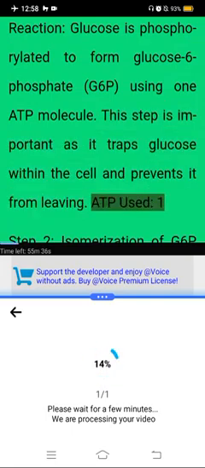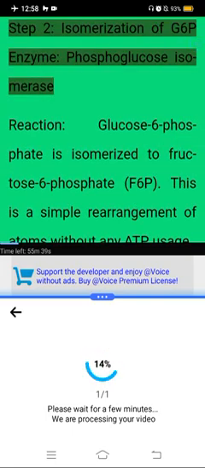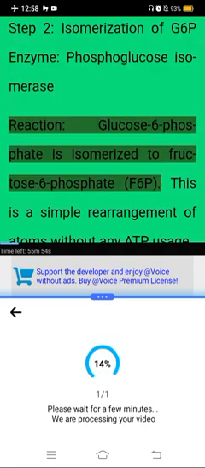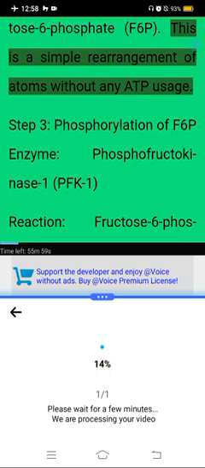ATP used: 1. Step 2. Isomerization of G6P. Enzyme: phosphoglucose isomerase. Reaction: glucose 6-phosphate is isomerized to fructose 6-phosphate (F6P). This is a simple rearrangement of atoms without any ATP usage.